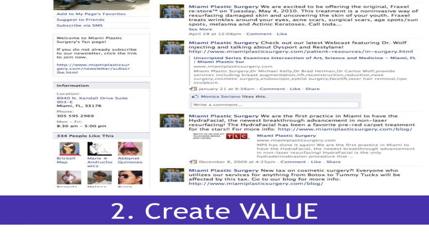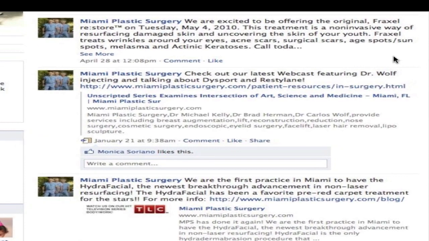The second thing I want you to focus on as you're thinking about, okay, what do I write for my website? What do I write on Facebook? What do I write on Twitter? Is create value. Look to your vendors. This is a nice job by Miami Plastic Surgery of looking to their vendors, the tools that are at the practice, and talking about them through their media channels.